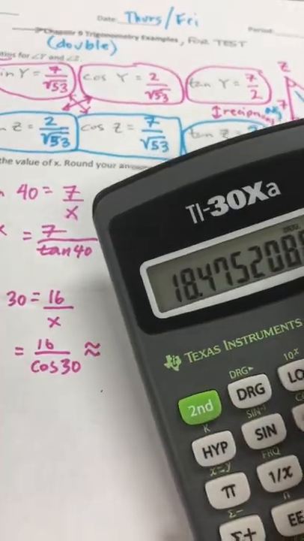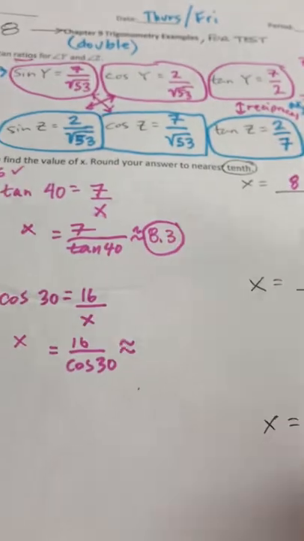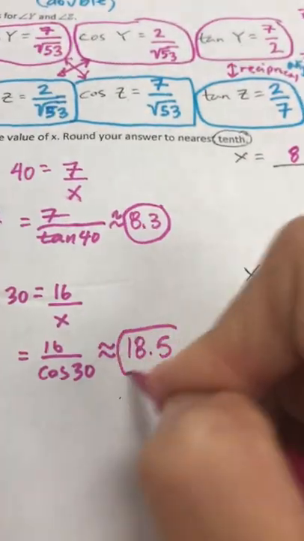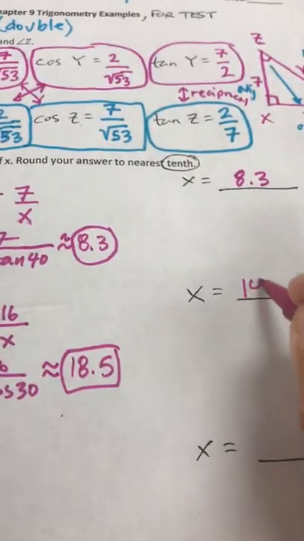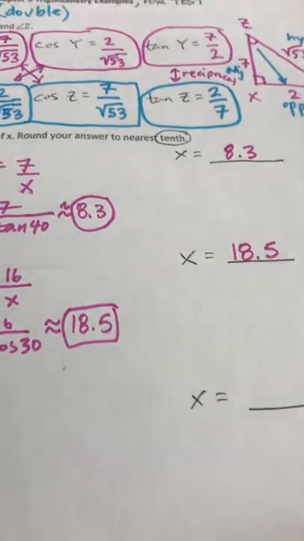There we go. Round to the nearest 10, so that'd be 18.5. Make sure to get ready for the test. I put my answer in the answer box.